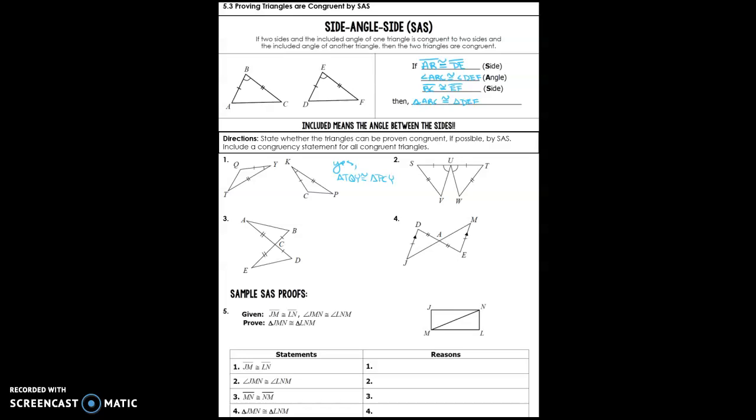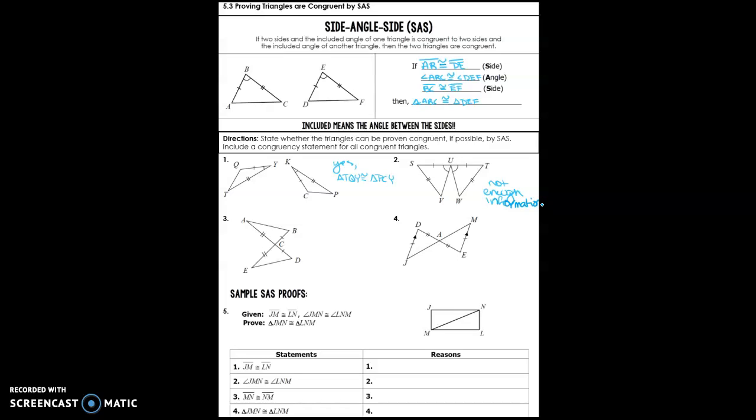Okay, let's look at number two. Number two, we're looking at the two sides. Those are congruent. The angle is congruent. However, the angle is not included. So it's not in the middle of the two sides. So we don't have enough information here to tell whether or not these triangles are congruent.